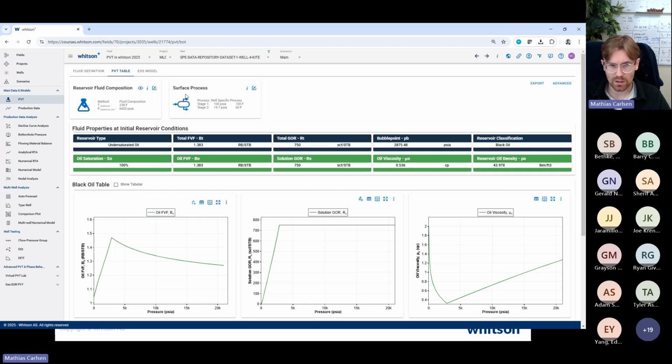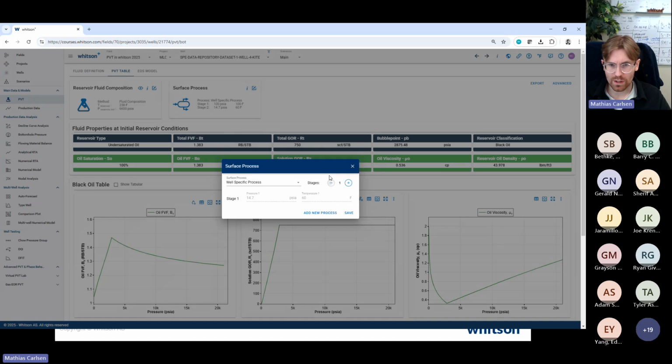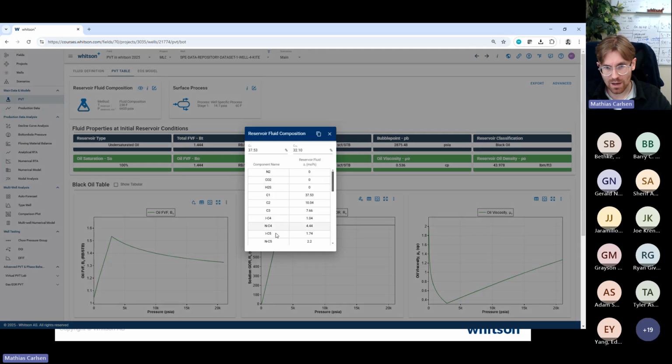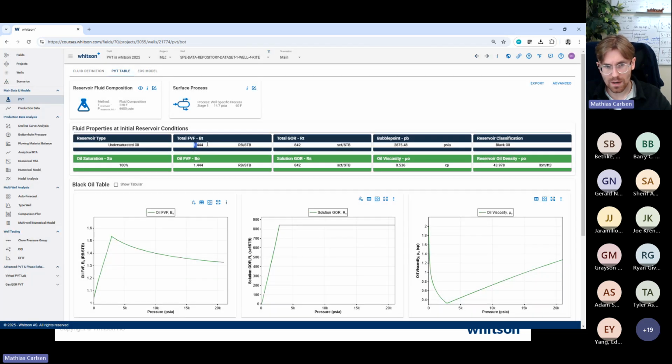And I have a two-stage process right here. But what if I removed a stage? I made it less efficient. I didn't invest in that additional separation at stock tank. I just put it straight to stock tank. What do we think is going to happen with our formation volume factor and our GOR? Well, it's the same fluid, the same composition. The composition is exactly the same. But now our formation volume factor went up a lot. The exact same molecules we're producing, but GOR went from 750 to 842.